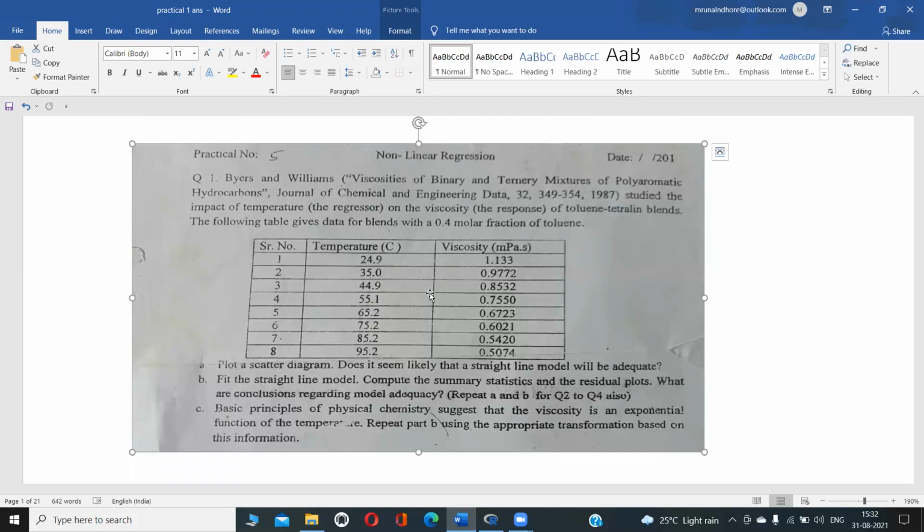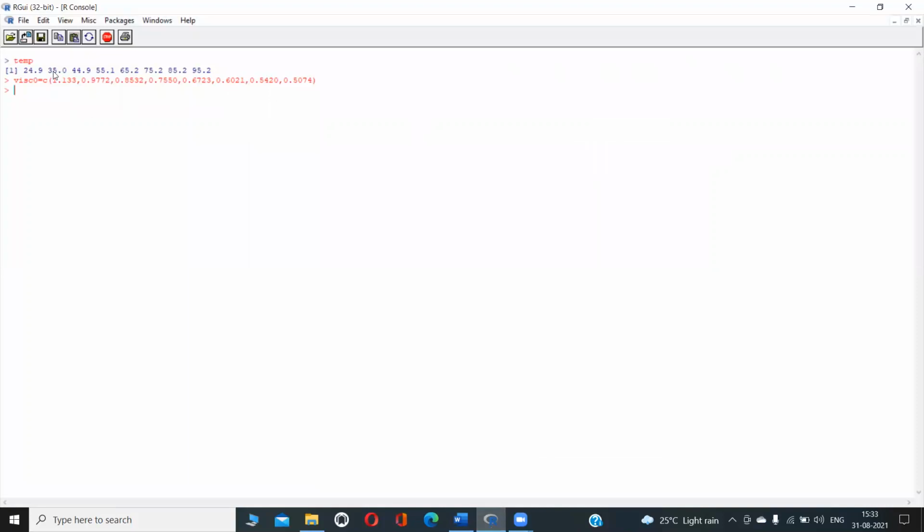For model adequacy, firstly we need to check whether the model satisfies the conditions or assumptions of the model or not. So that is what we are going to see. We are going to check the three assumptions: normality, linearity, and constant variance. First, to check the linearity assumption, in R we first added the data, that is our temperature and the viscosity.